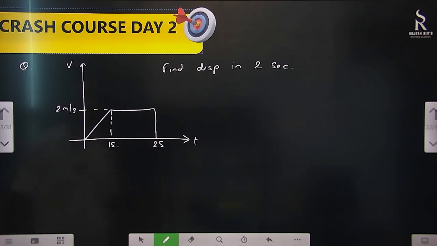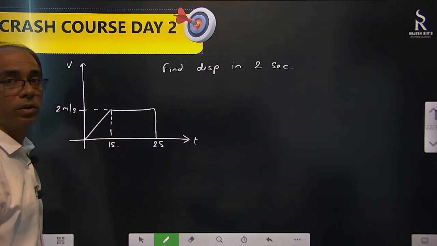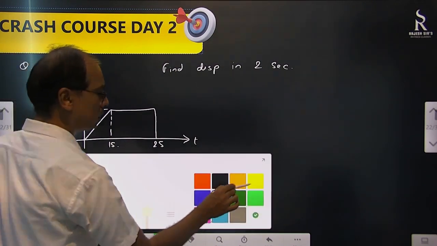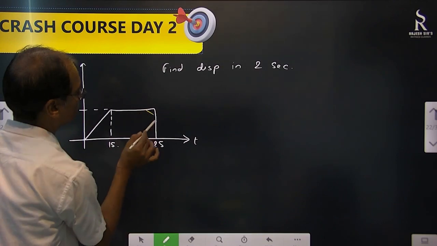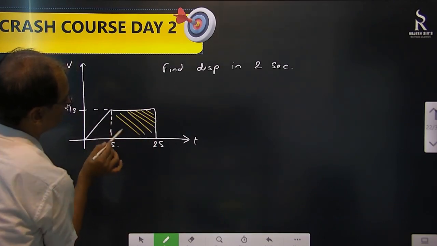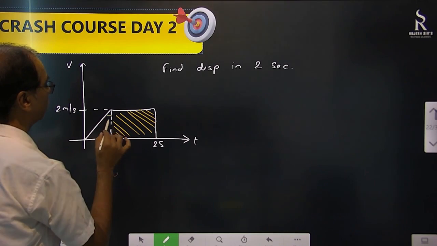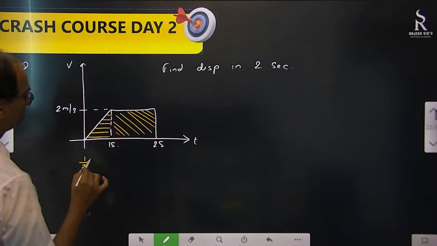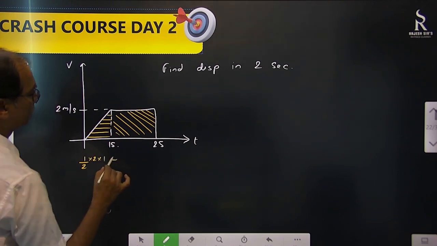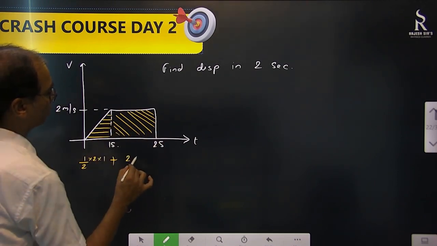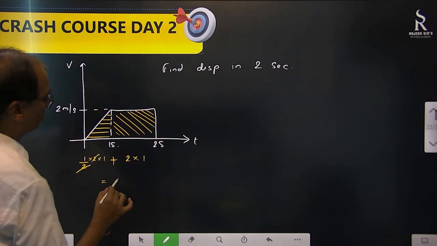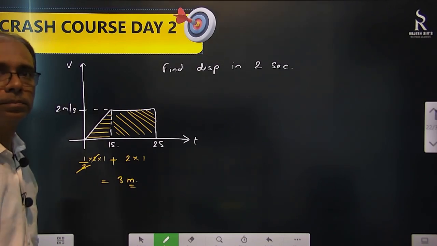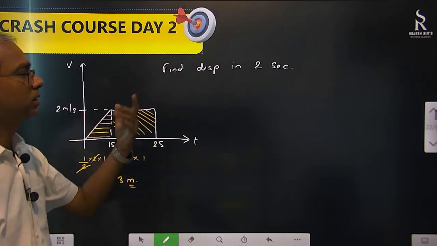Find displacement in 2 seconds. VT graph. How to get displacement? Area. So area only. Find area. This is a rectangle. Calculate the rectangle's area, and then calculate the triangle's area. So what is the triangle's area? Half base into height. 1 by 2 into 2 into 1 plus the rectangle's area, 2 into 1. Answer is 3. 3 meter is our answer. As simple as that. Area of the VT graph gives us displacement.